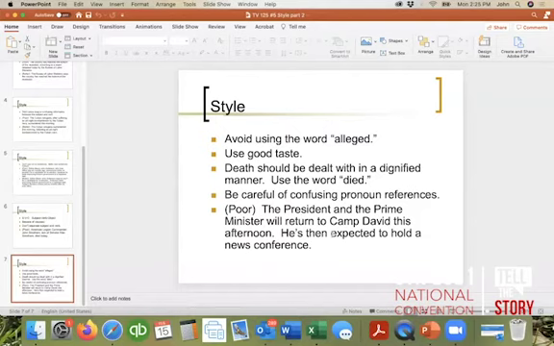Be careful of confusing pronoun references. Here's a poor example. The president and the prime minister will return to Camp David this afternoon. He's then expected to hold a news conference. Why is that bad? Who's he? You just listed 2 people, and then you said he's expected to hold a news conference. I don't know who he is. So those should only be used when you are making a direct reference to that person before and continuing with that person in the next sentence.